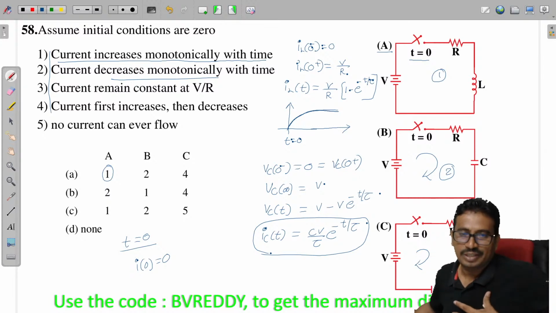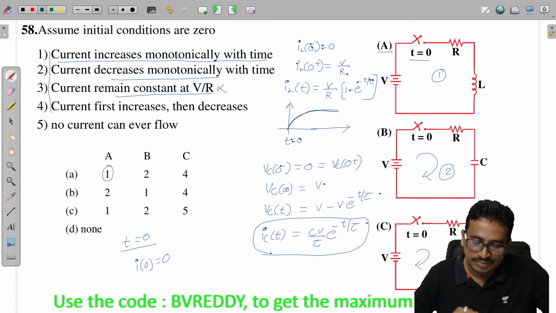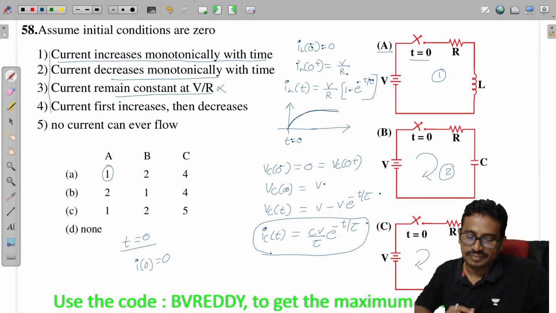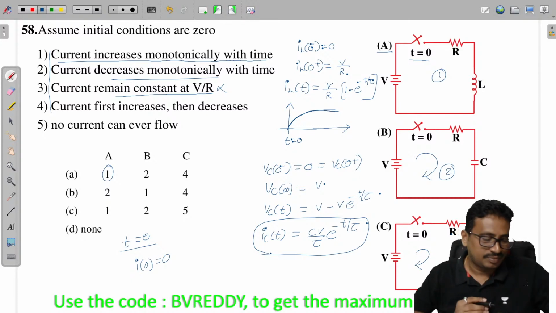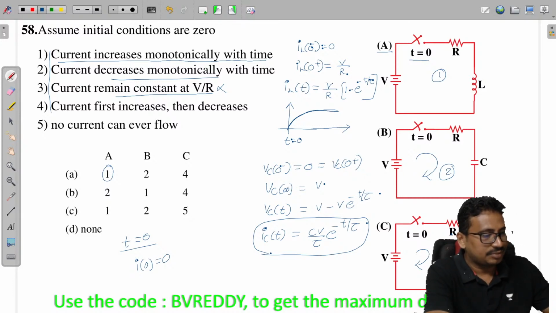Which option will it be? So you see, will the current remain constant as V by R? It won't be. Next, what else, you tell me. Will the current decrease first and then increase? Isn't it? How is the scenario? Will it be, the possible options?